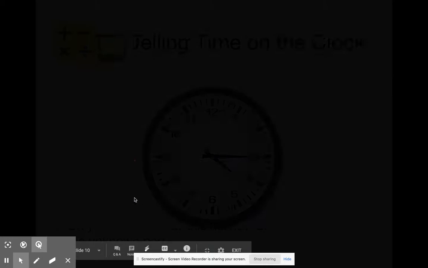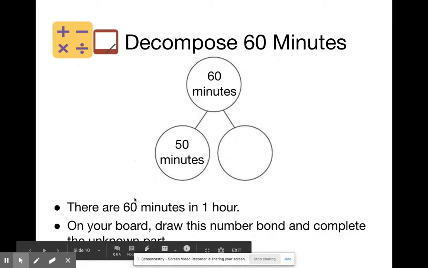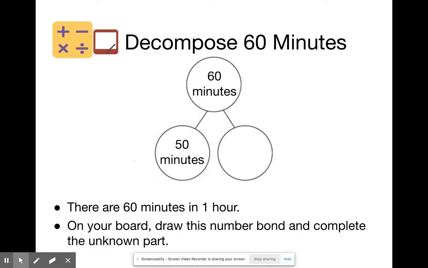Okay. The next one says we're going to decompose 60 minutes using a number bond. So I want you to draw a number bond on your desk, and I want you to put up in the total 60 minutes, or just put min, and then 2 spider legs, one says 50 minutes and the other one is blank. Pause the video and give yourself a moment to do that.